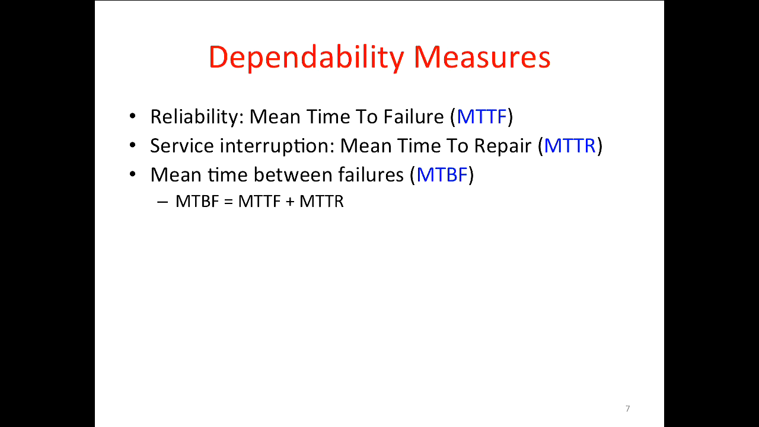And the mean time between failures is kind of the sum of these. After some amount of time, the mean time to failure, there's a time to repair. So there's a mean time to failure, then you repair the failure, and then it's ready to fail again after some point in time. So if you add together MTTF and MTTR, you get MTBF, the mean time between failures.